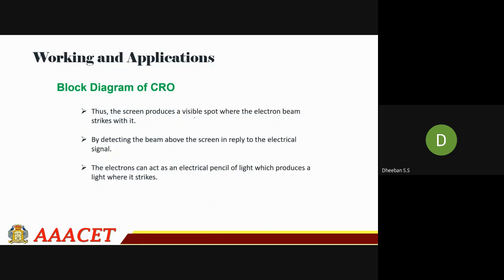Thus, the screen produces a visible spot where the electron beam strikes, by detecting the beam above the screen. So, as I said, there will be the deflection. At the end of the deflection only, you will be getting the result over the screen. Electrons can act as an electrical pencil of light.